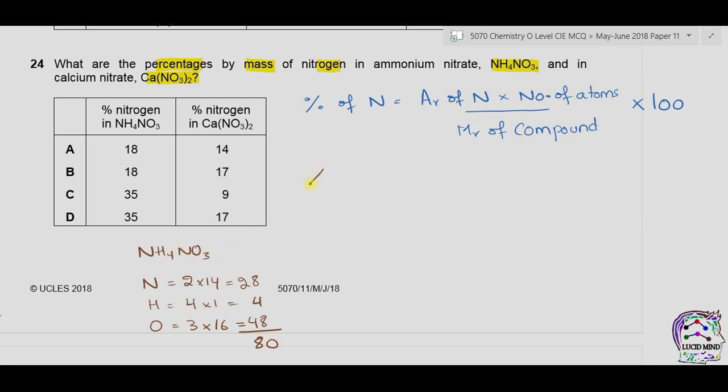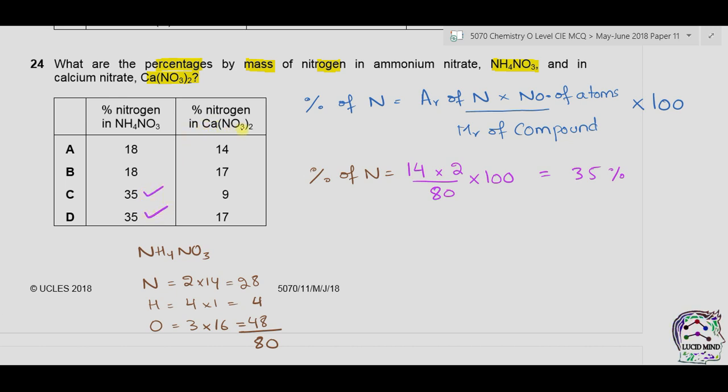So percentage of nitrogen will be, atomic mass of nitrogen is 14. Number of atoms of nitrogen are 2 in ammonium nitrate. MR of compound is calculated. It is 80 into 100. So percentage of nitrogen comes equal to 35%. So it could be either C or D.